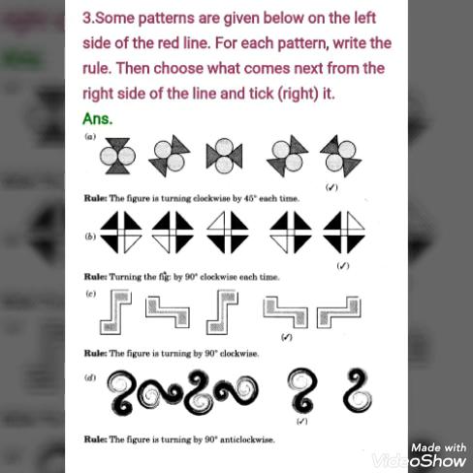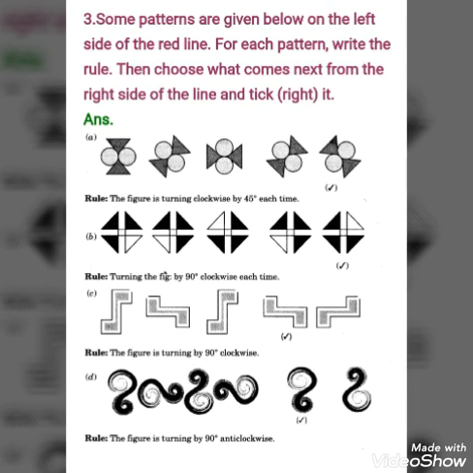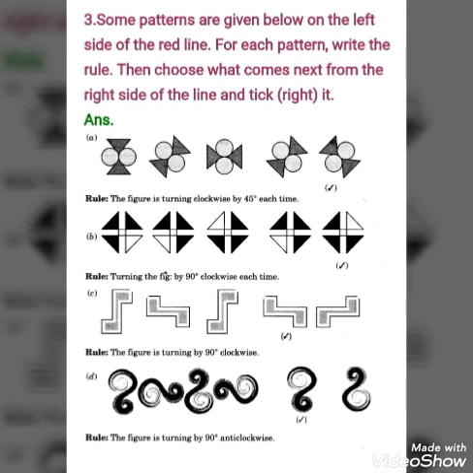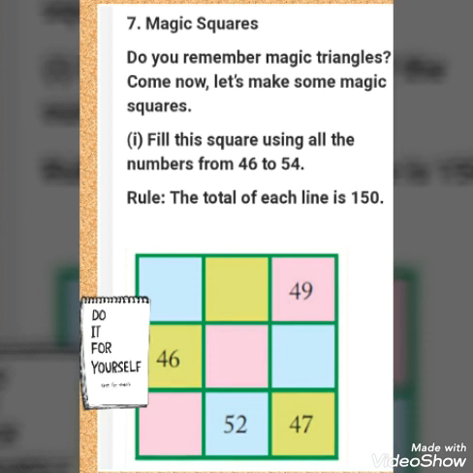Now here number C, you can see again I have ticked the answer. Here again the rule is the figure is turning by 90 degrees clockwise. Then number D, you can see I have ticked the answer. Here again the rule is the figure is turning 90 degrees anti-clockwise, meaning the opposite direction of the hands of the clock. Now here the question number 7, that is magic square.